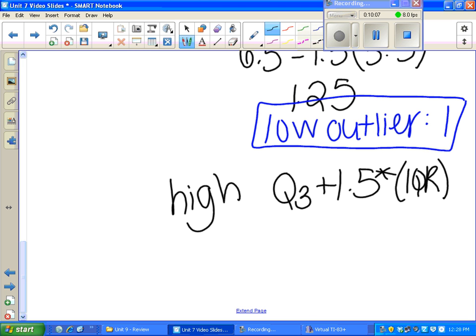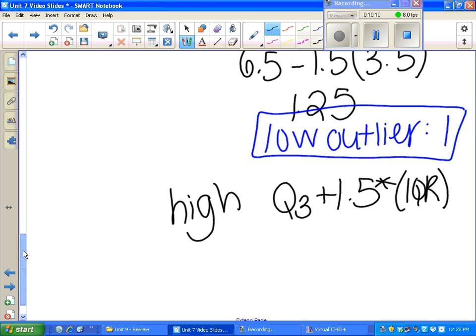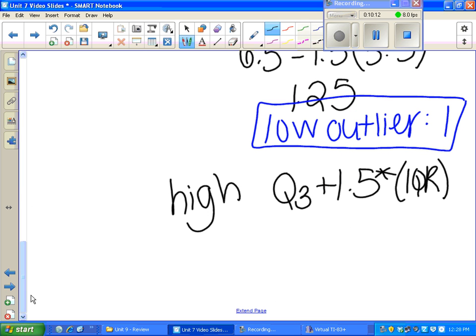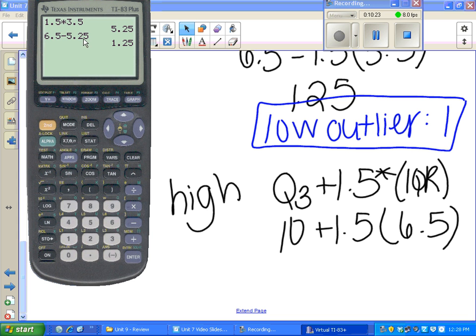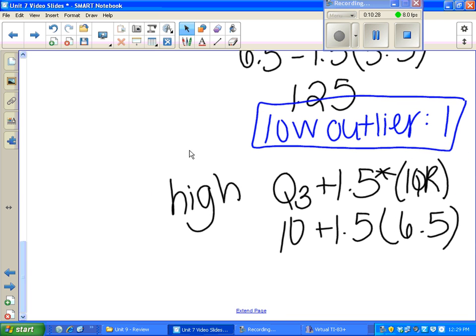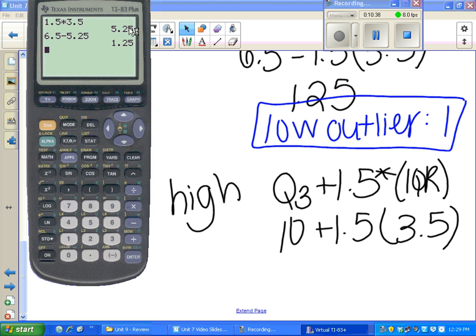So Q3 I said was, I don't even remember, 10 maybe? 10. So I have 10 plus 1.5 times my IQR, which is 6.5. So again, make sure you multiply first, 1.5 times 6.5, which we did before. Or wait, is it 6.5? No. Oops, my fault. The IQR was not 6.5, the IQR was 3.5. So that's exactly what we multiplied by before. 1.5 times 3.5, you can actually see it, 5.25. So now I'll do 10 plus 5.25, which we know is 15.25.